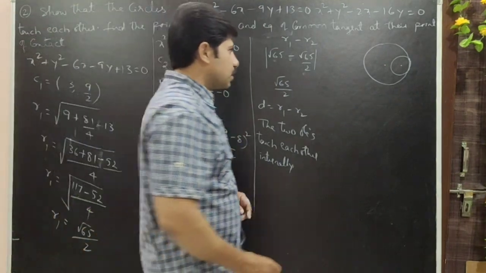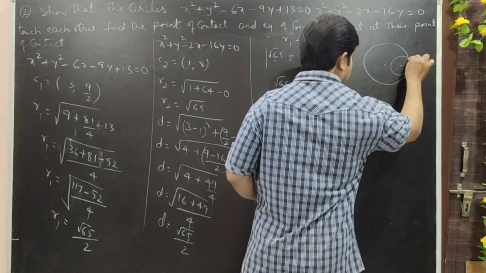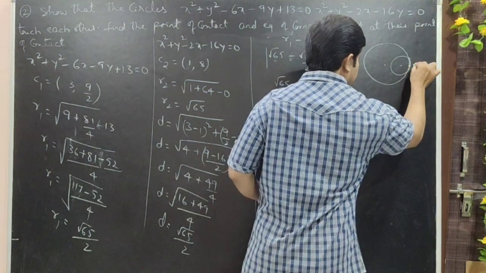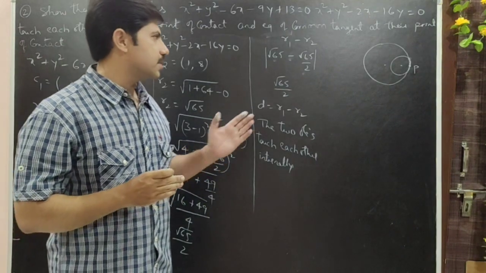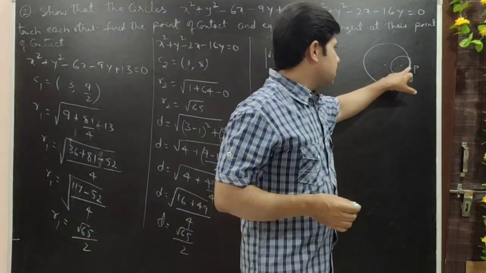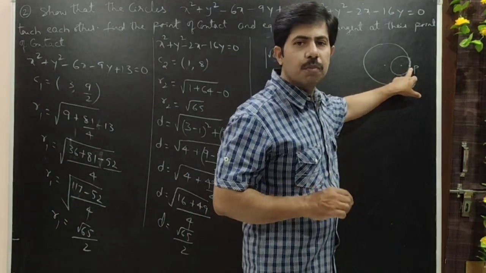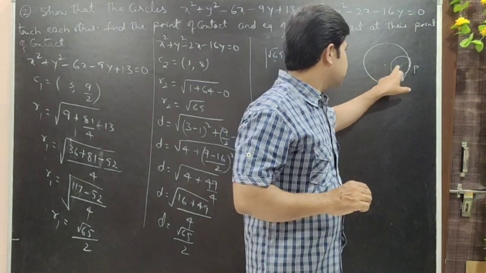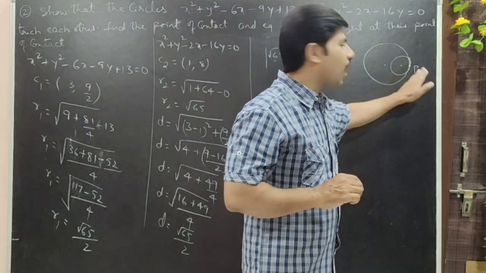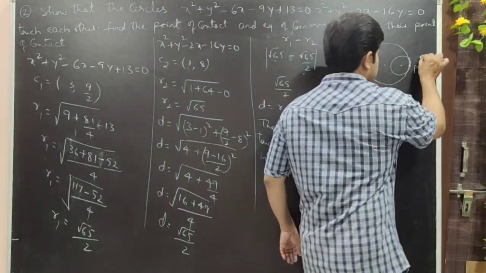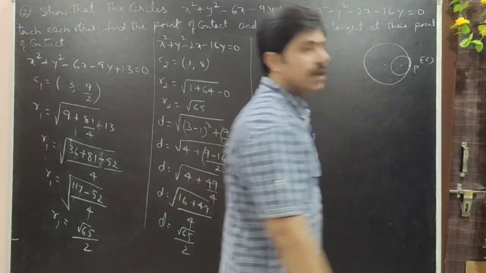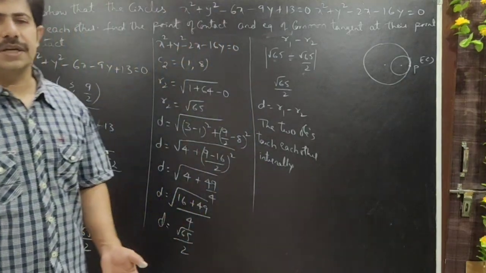Now, when two circles touch each other internally, this is a point of contact. See, this is the point of contact of two circles at which the point is touching. So, this point of contact is not between the two centers, it is away from the two centers. So, you have to find out ECS. Here in this case, the point of contact is ECS, external center of similitude.